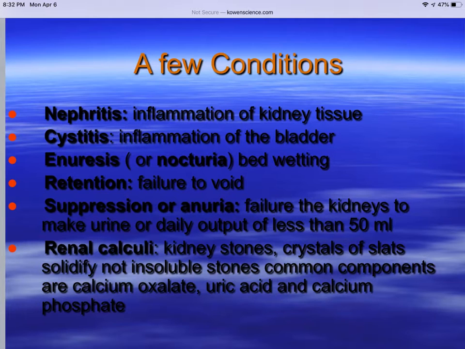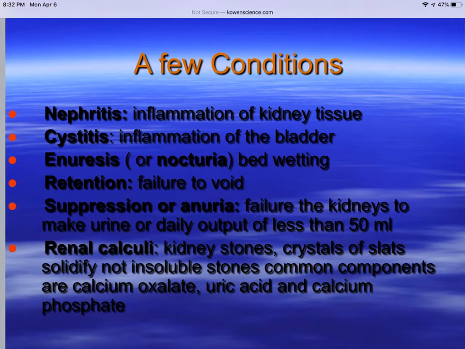Nocturia is bedwetting. Retention is a failure to void or to pee. Suppression or anuria is a failure of the kidneys to make urine, or making less than 50 milliliters of urine. What we look at is that there are books of conditions that exist with kidney disorders and kidney disease, and we're just covering a few.